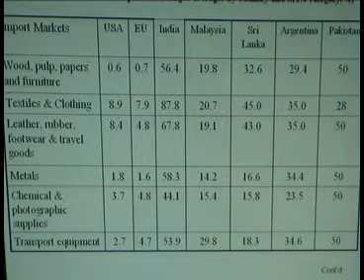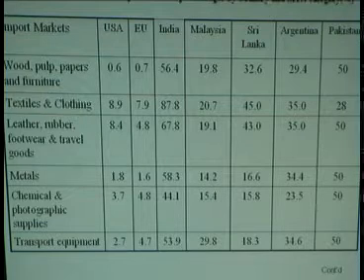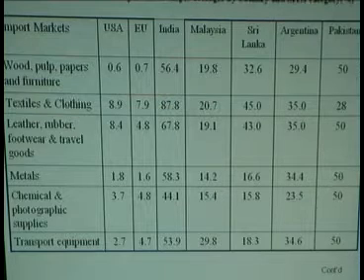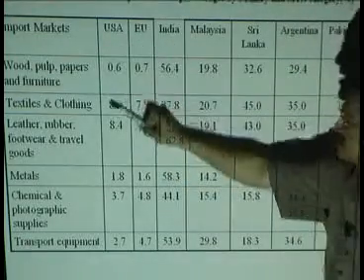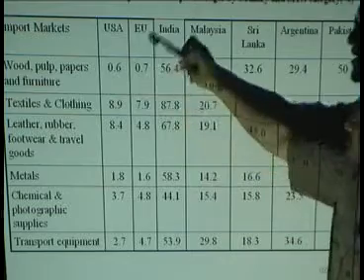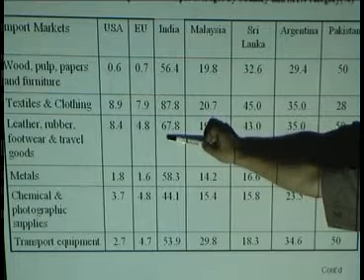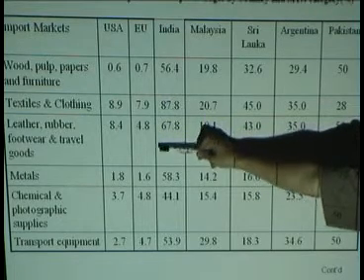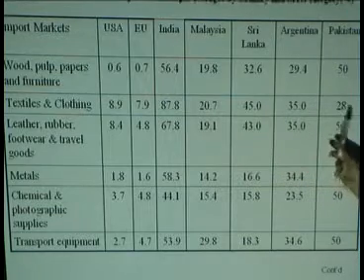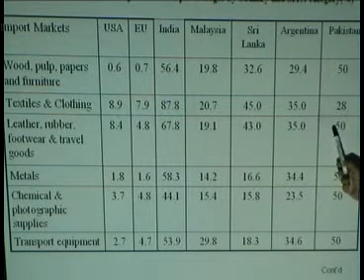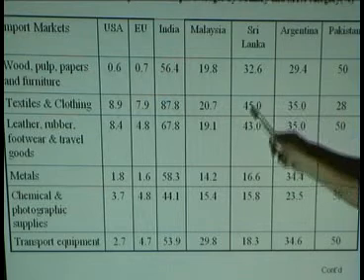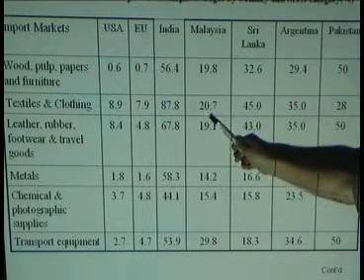And if you see Argentina is specifically added to it, because we have seen the collapse of the economy because of attempting unwarranted globalization. And the main area to be considered is the textile and clothing, and you see that USA has got 8.9% tariff and EU 7.9% and India 87%. So you can imagine the level of protection Indian government is granting to its textile industry. As compared to that, Pakistan has got an average of 28%. Argentina has got 35, Sri Lanka 45, and Malaysia 20%.